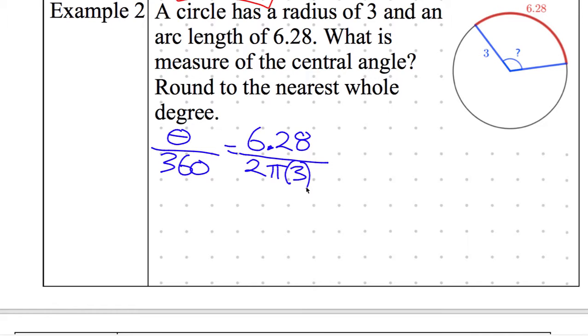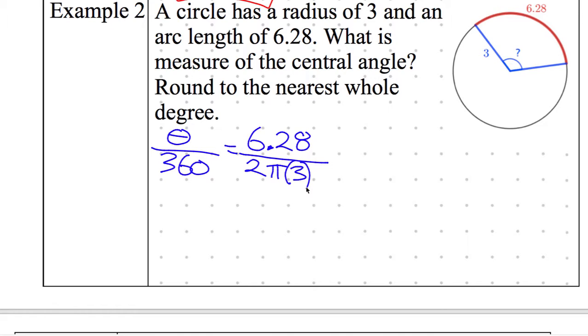And there it is. We set it up. We said we don't know theta, so leave it theta. We know it's always going to be 360 on the bottom left. Top right is going to be our minor arc length, 6.28. And then the bottom right, that's the hardest part. That's circumference. That's where we use that formula all the way at the top. 2 pi r, 2 pi times the radius, which is 3.